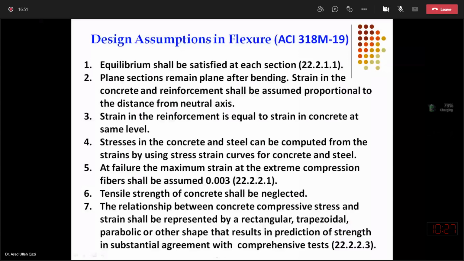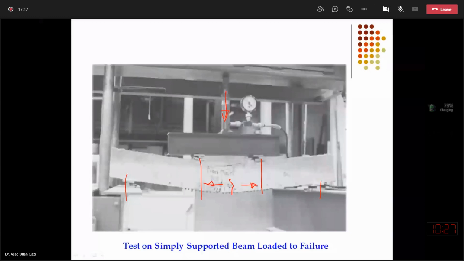Furthermore, plane sections remain plane after bending. Strain in the concrete and the reinforcement shall be assumed proportional to the distance from the neutral axis. So this assumption I can discuss on these pictures. Imagine that this beam before application of load will be almost straight.